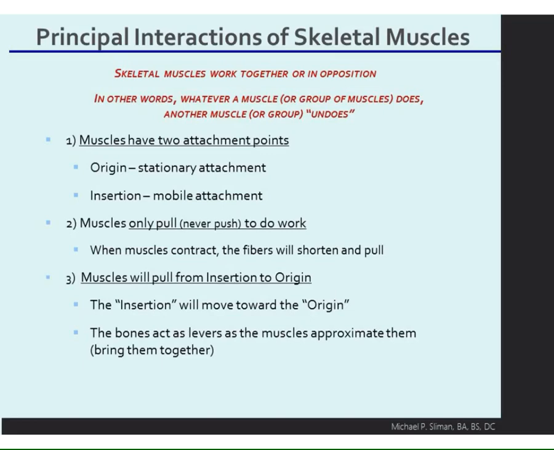Second, muscles only pull, they don't push. So anytime you do get an action, it's nothing more than describing our next principle of the insertion moving toward the origin. So that mobile attachment always moves toward that origin attachment. A simple way to remember that would be, wherever the muscle is located, that's where the bone will move.